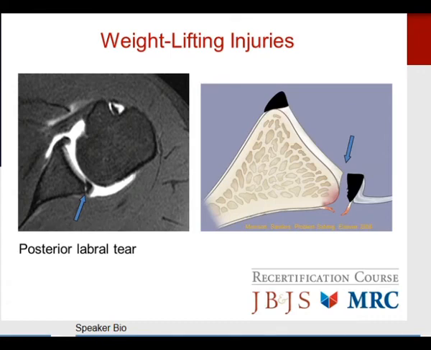Here we can see the axial image through the shoulder shows that the musculature is very well developed, as you would expect with a high-end weightlifter. And then we see this fluid signal detachment and displacement of the posterior inferior glenoid labrum representing a posterior labral tear.